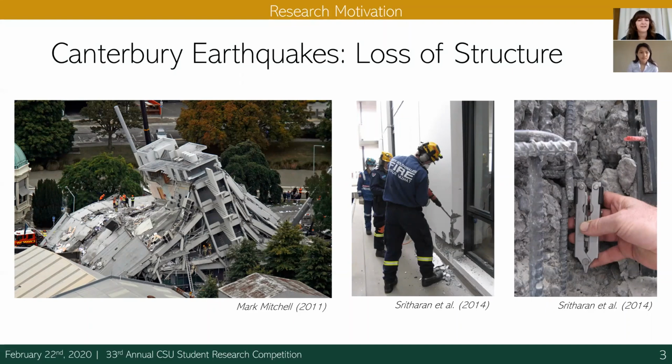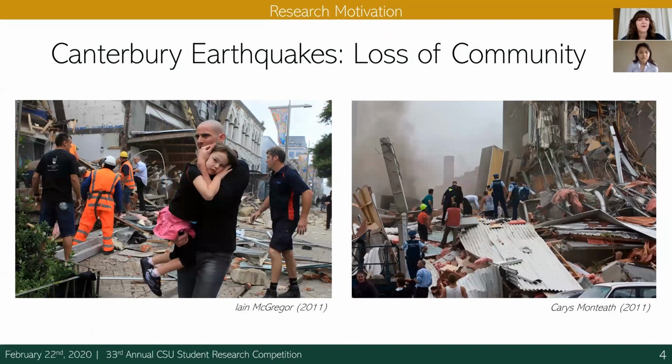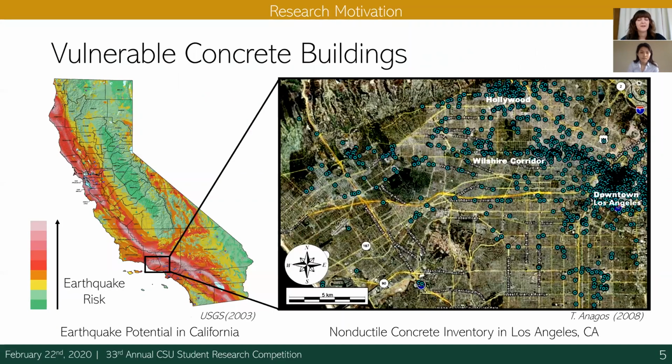Not only does damage like this lead to loss of structure, but it also means that we lose homes, workspaces, and everything that goes along with providing a community. Poorly performing buildings isn't just a problem for engineers, it's a problem for our society to choose to solve. A study by the Concrete Coalition indicates that there are 16,000 to 17,000 pre-1980s buildings in California that are vulnerable to this type of damage.